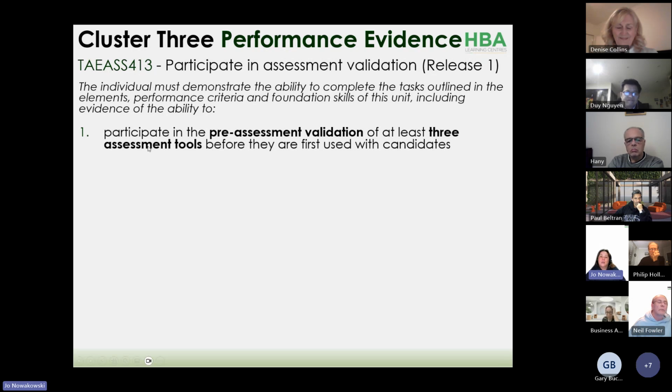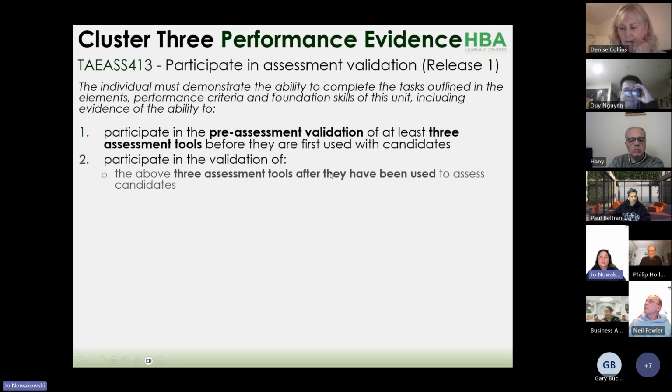So the first performance evidence here is participate in pre-assessment validation of at least 3 assessment tools before they are used with candidates. With our cluster 3, we have already prepared the assessment tools that you're going to pre-validate. Does that make sense? So the assessment tools are ready to go. So what you're going to do is go through and do pre-validation of 3 assessment tools.